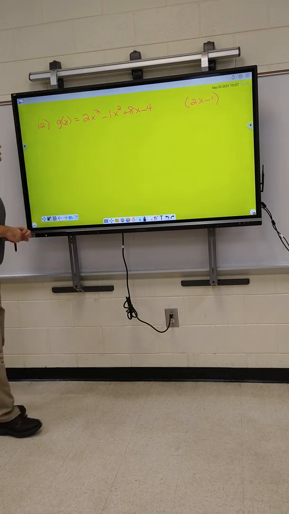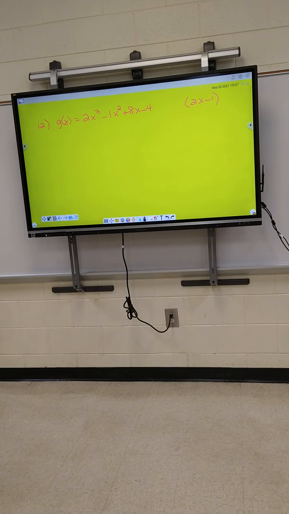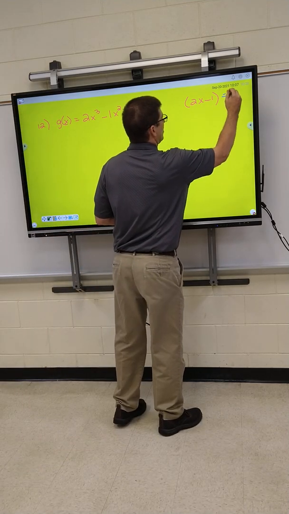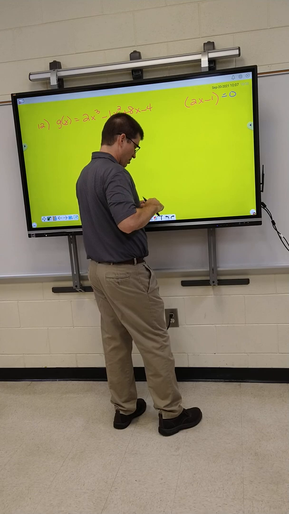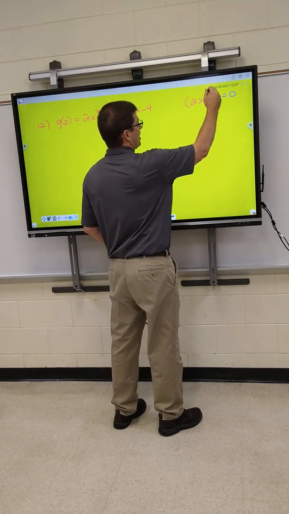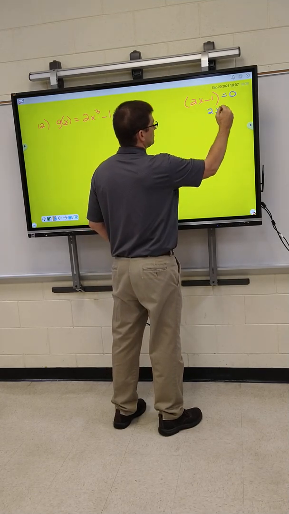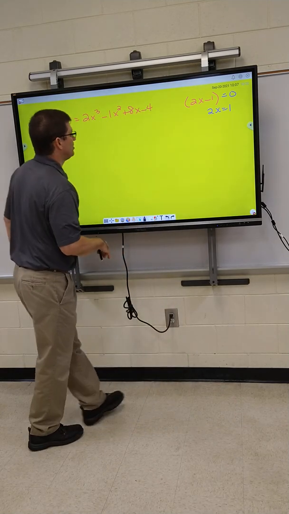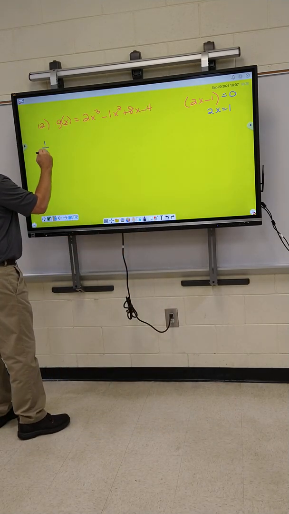All right, look at 12. We have to figure out what goes in the box on 12. How do we do that? Set it equal to 0. Now what? I take the minus 1 and move it over. That's positive 1. What's next? Divide by 2. So in the box, we're going to have 1 over 2.